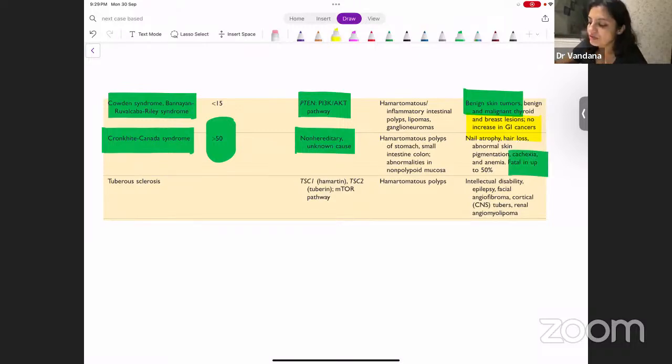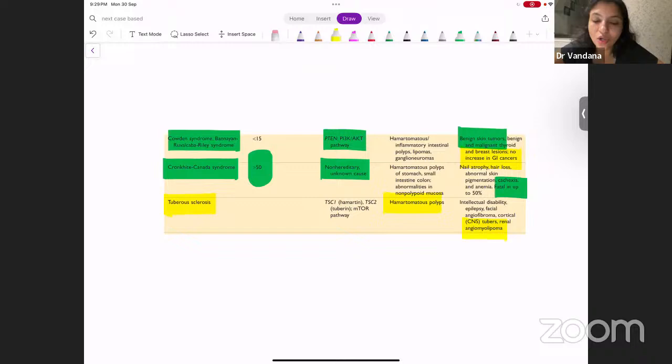And then the last one we studied is tuberous sclerosis. You know that this is because of TSC1 or TSC2 mutation. Hamartomatous polyps are there. But there are unique tumors that occur in these patients, like angiomyolipoma and rhabdomyoma in the heart. And that is all about your hamartomatous polyps. So is everybody clear with the hamartomatous polyps, guys? Everybody should be super clear.